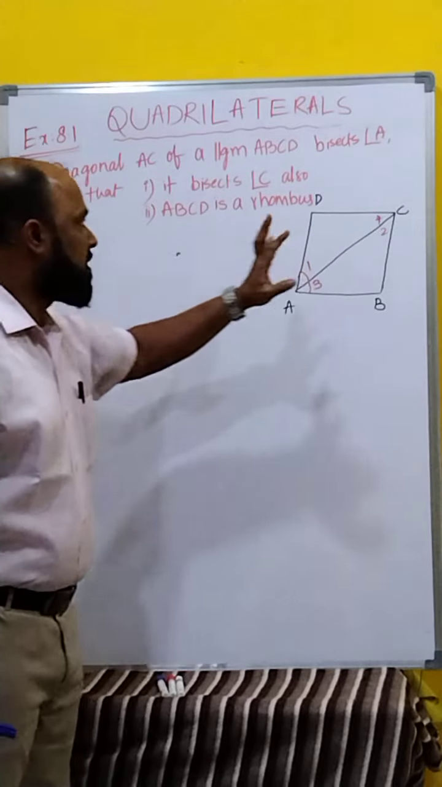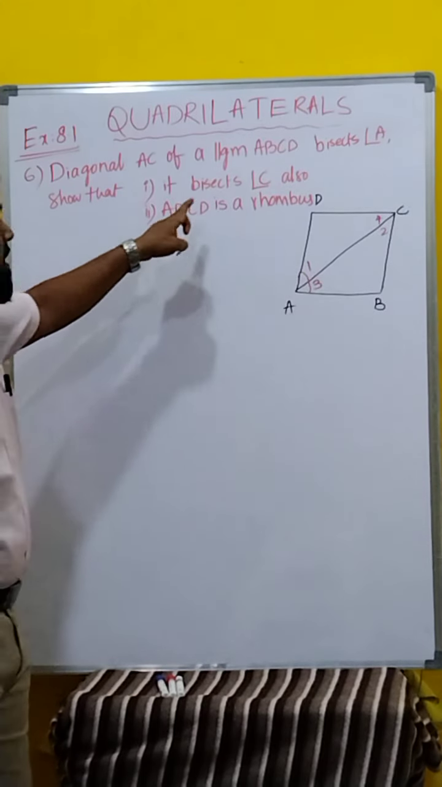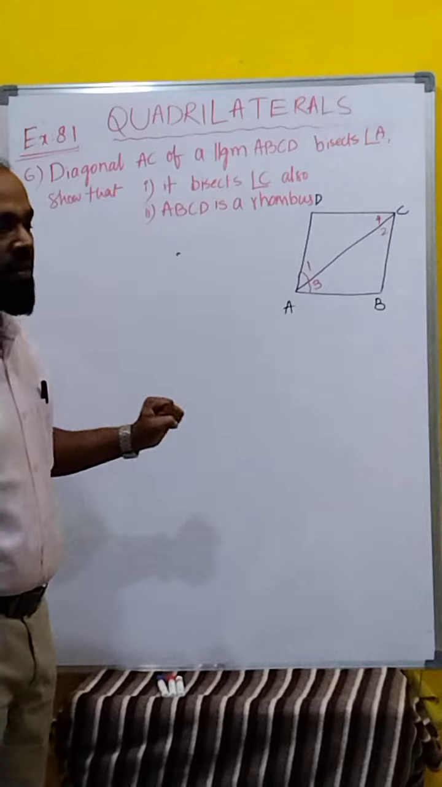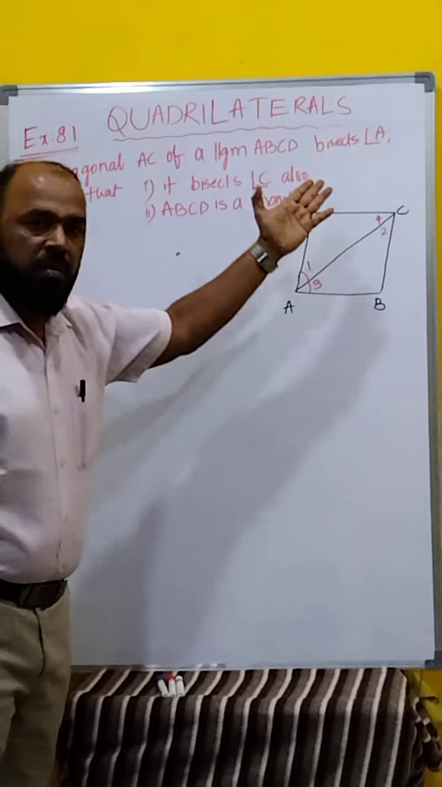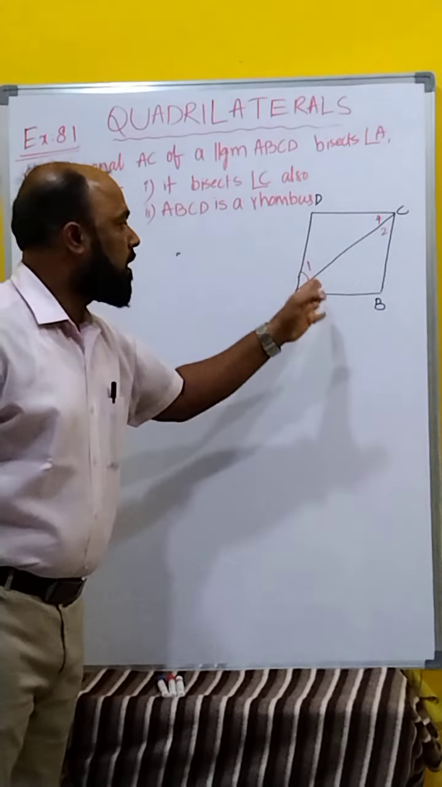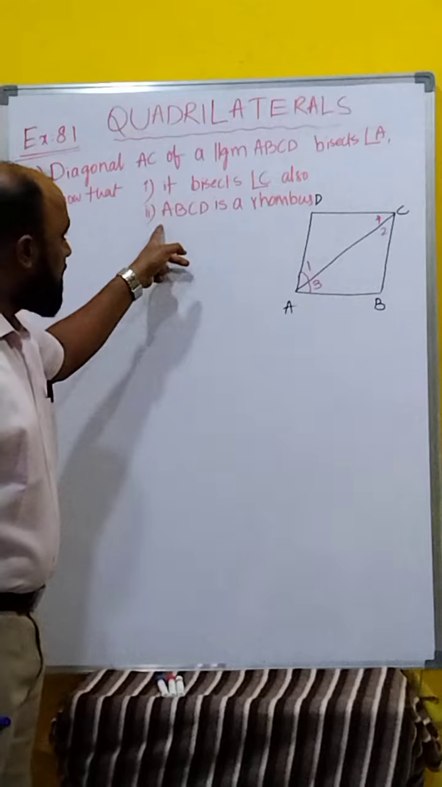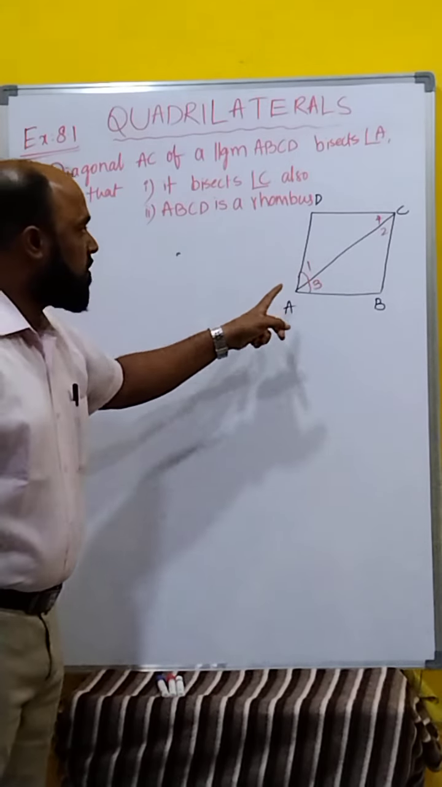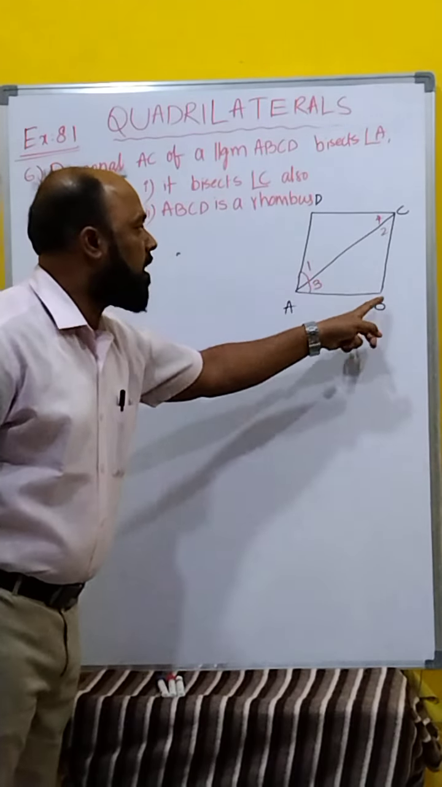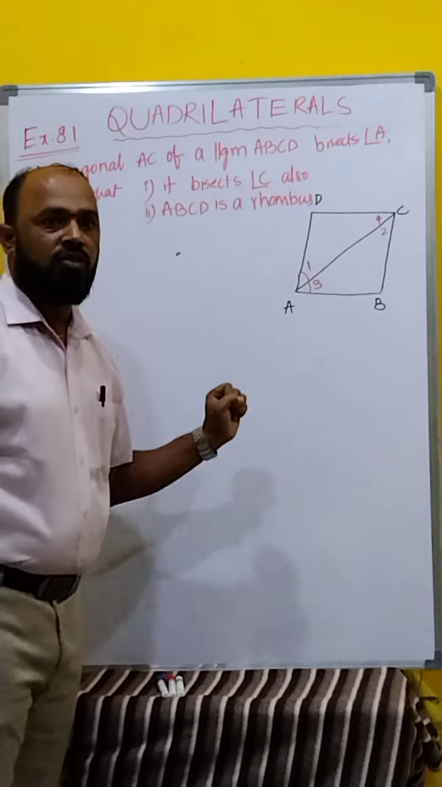Then it bisects. And the second one, ABCD is a rhombus, that we have to prove. It is a parallelogram, which means opposite sides are equal: AB is equal to CD and AD is equal to BC. That we know. But what is asked? ABCD is a rhombus. That means we have to prove AB is equal to BC or AB is equal to AD.